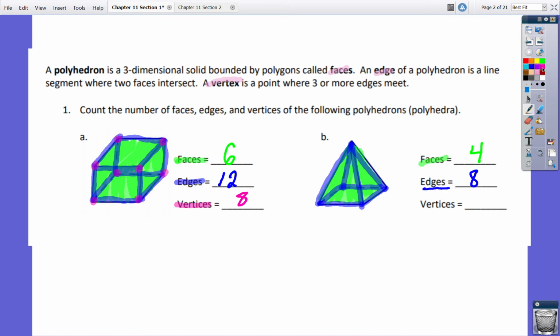All right, let's look at those vertices. So I'm going to look at basically the bottom here. I have 1, 2, 3, 4 around the bottom, and 1 at the top. So that'd be 5 all total. And I said I had 5 faces, right? Well, I don't know why I wrote 4. 5 faces and 5 vertices. Okay, so there we have basically finding faces, edges, and vertices. That's all we need for this first slide. Let's go on to the next slide.